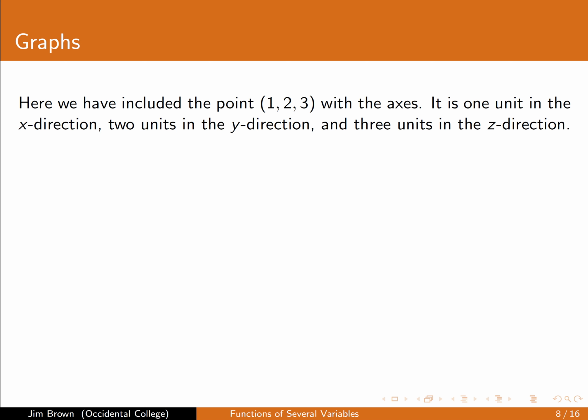Okay, and so here we're going to put a point onto the graph so you can see how we graph things. So this is the point 1, 2, 3. We go 1 in the x direction, and then we go 2 in the y direction, and then we go up 3 to get to here. So 1, and then 2, and then up 3. And that's how we get to that point 1, 2, 3. So the first coordinate is x, second coordinate is y, third coordinate is z.